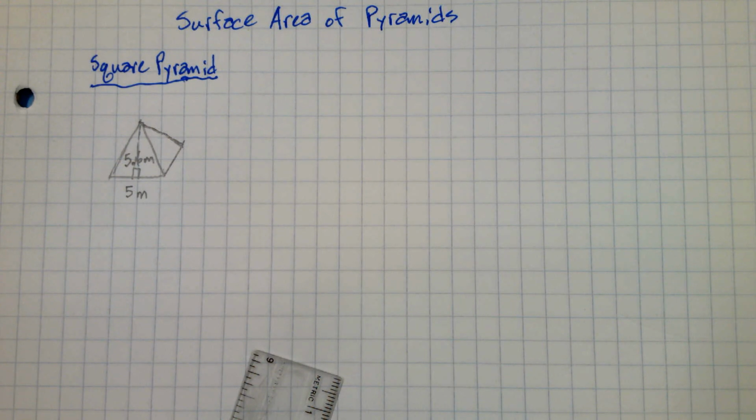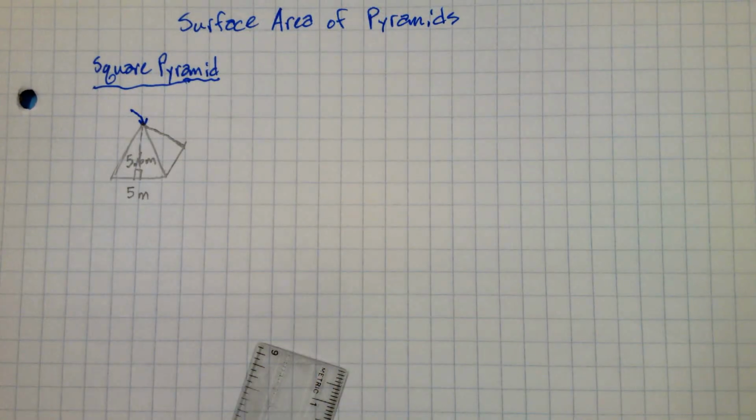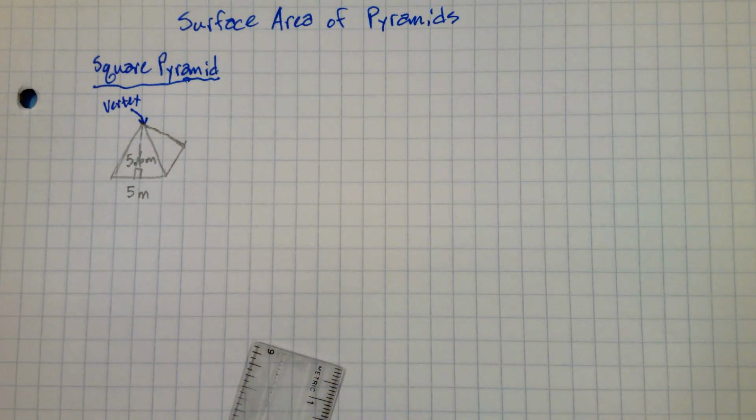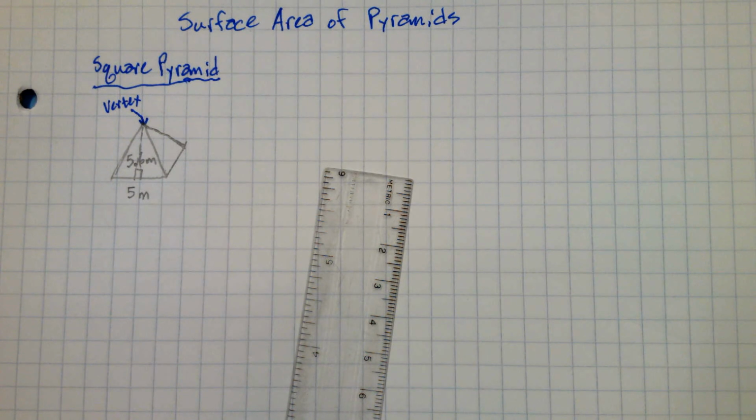Here's why. This is the pyramid, and let's label a couple of things. Remember we named this peak? We gave it a special name, vertex. So this is our vertex. Now let's draw the net for this. So you guys ready to draw the net?